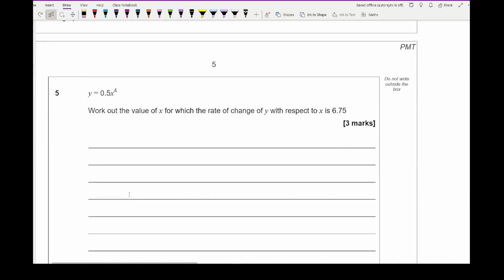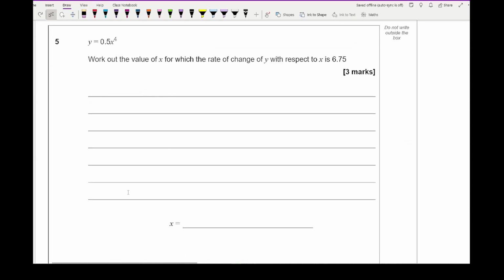Then moving on to question 5, it says y equals 0.5 x to the power 4. Work out the value of x for which the rate of change of y with respect to x is 6.75. Now whenever you see the words rate of change, you always need to think of differentiation. So for this, we need to differentiate this expression. So we've got dy over dx. And again, the rule for differentiation: move the power to the front, lower the power by 1. So 4 times 0.5 is 2, and lowering the power by 1 gives us this.